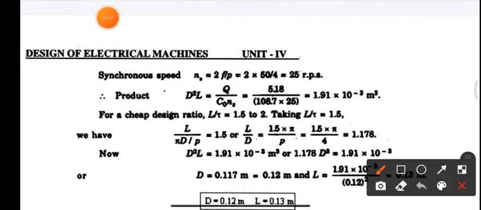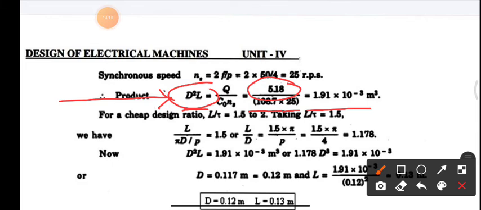So the volume we will have here, they have used directly D square L equals Q upon C0 NS. So the product D square L is directly given. We can find D square L. How? Because we already have the value of Q, we have the value of output coefficient and we have also found the speed in RPS. So we are getting the volume. Step number 3 is completed.